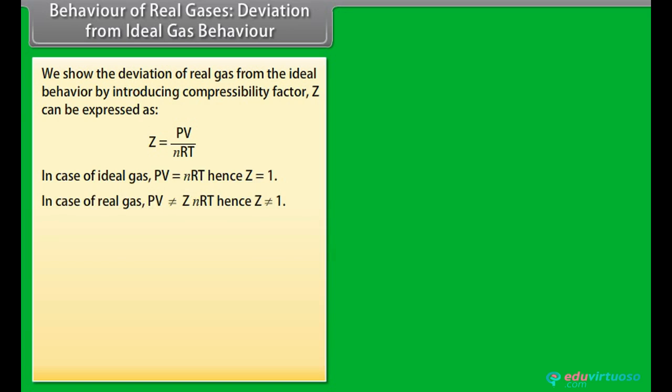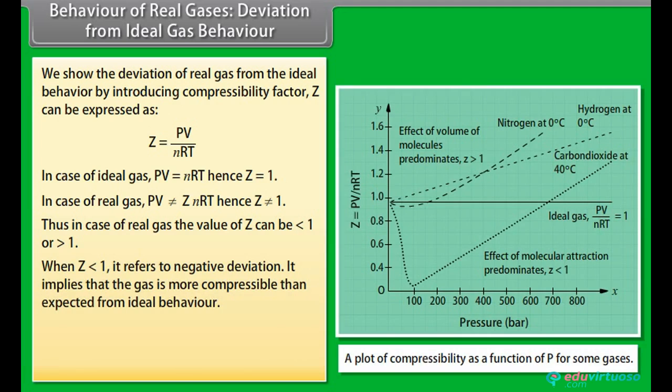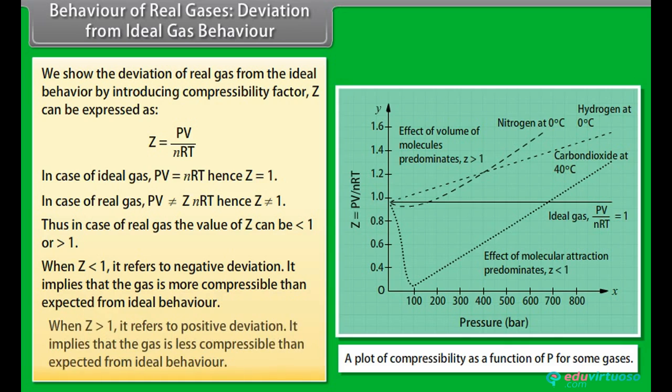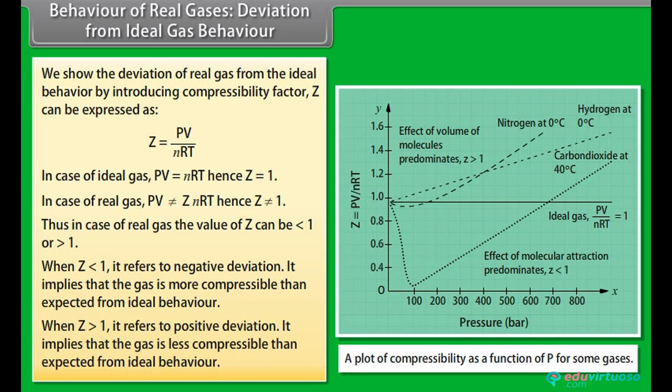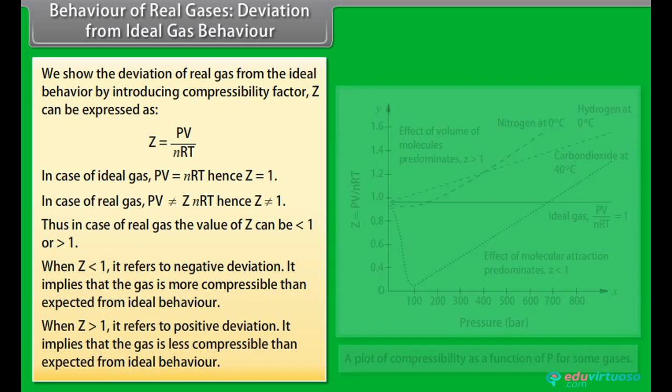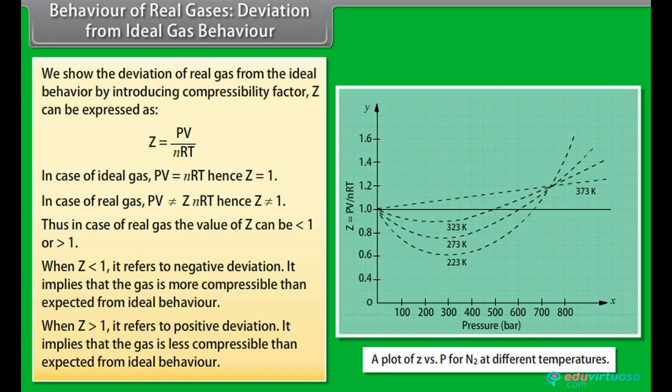In case of real gas, PV ≠ nRT. Hence, Z ≠ 1. Thus, in case of real gas, the value of Z can be less than 1 or greater than 1. When Z is less than 1, it refers to negative deviation. It implies that the gas is more compressible than expected from ideal behavior. When Z is greater than 1, it refers to positive deviation. It implies that the gas is less compressible than expected from ideal behavior.